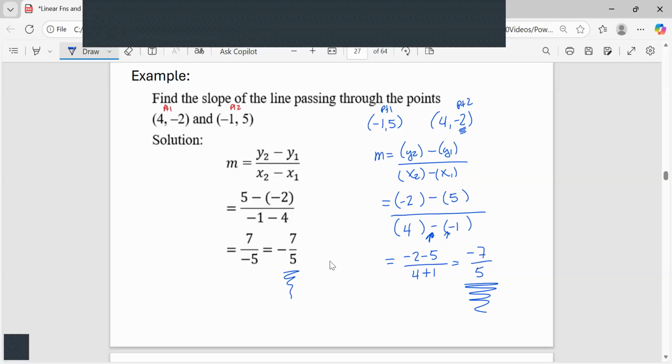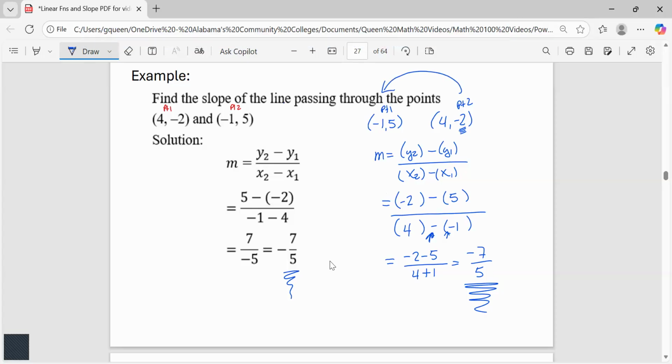It doesn't matter which point you're calling point 1 and which point you're calling point 2. The only thing you have to be careful of is if I subtract the y's going this way, I have to subtract the x's going the same way. Okay, so be careful about that. Okay, let's move on.